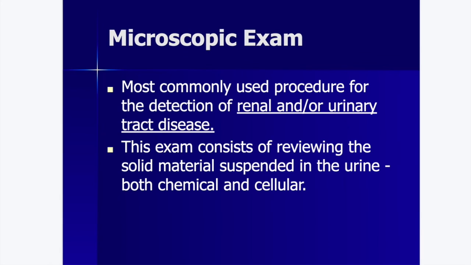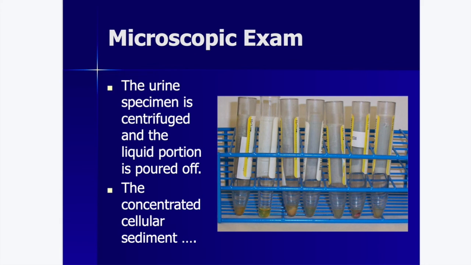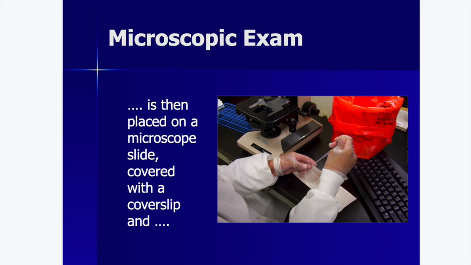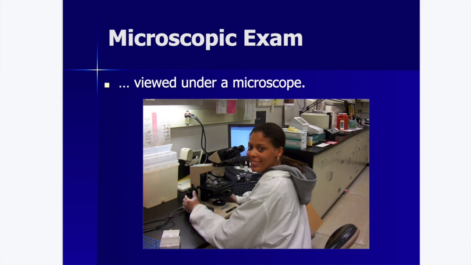Next, we have the microscopic exam. That is, again, going to be used to detect renal or urinary tract disease. And that is going to, like I mentioned earlier, allow you to look at the solid material in the urine. The urine sample will be centrifuged, the liquid portion will be poured off, and you are left with the concentrated cellular sediment at the bottom. You would make a microscope slide of that, and then examine it under the microscope.